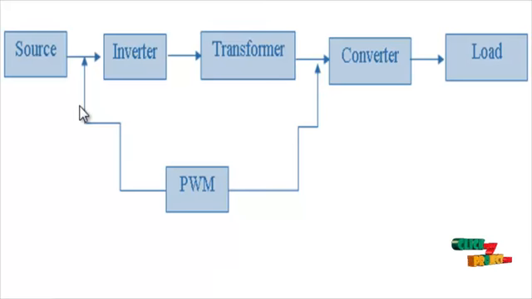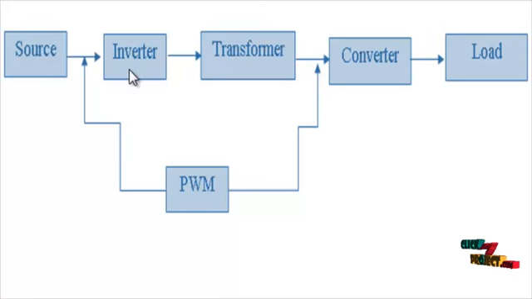This is the flow diagram for our proposed work. In this flow diagram, we use the source. The source is the DC input. Here we use 600 volt DC, because our proposed work is a high voltage DC to low voltage DC buck converter. The DC source is given to the input of the inverter.